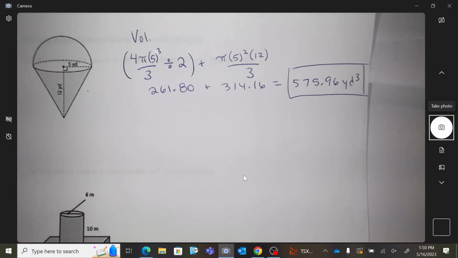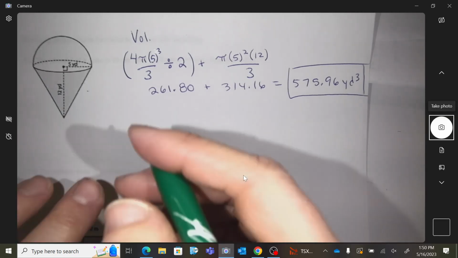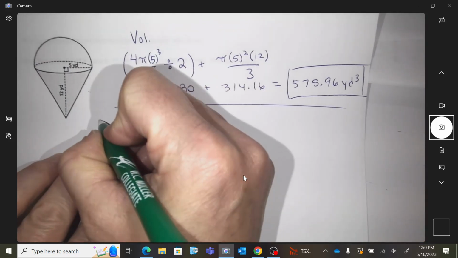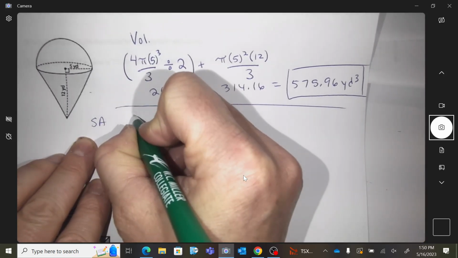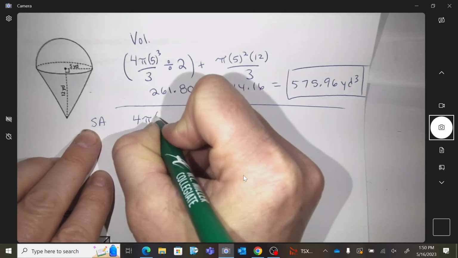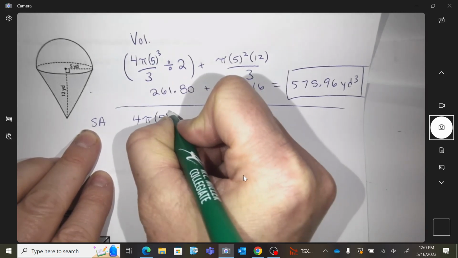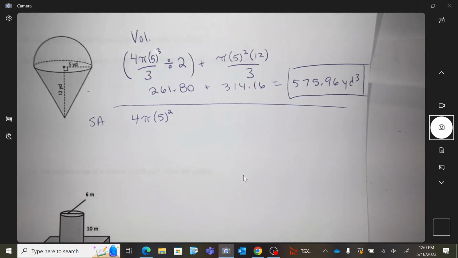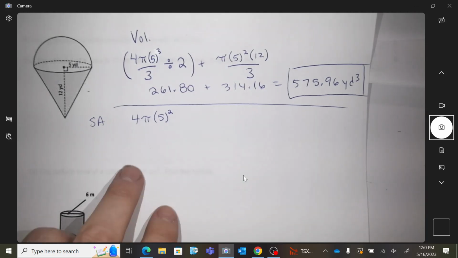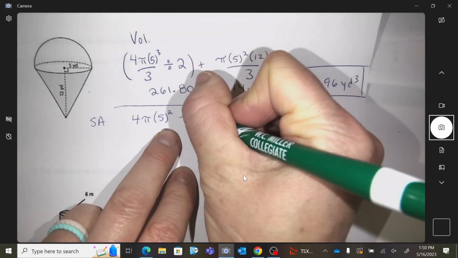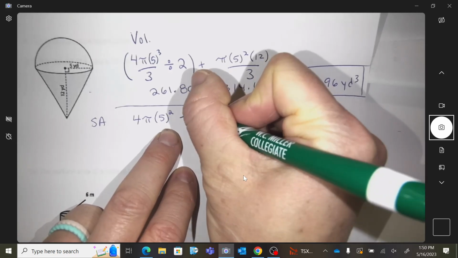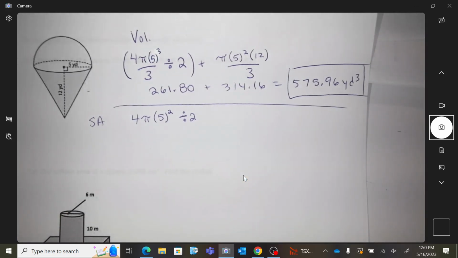So surface area of a sphere. So the sphere is 4 pi r squared. Surface area of a sphere. And I'm going to divide that number by 2 again. Okay, sphere's nice, usually to work with, pretty straightforward.